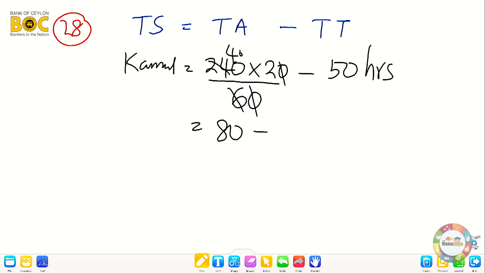(80 minus 50), so he has saved 30 hours. He has saved 30 hours. Then you calculate it. If you check the answers again, the first employee has no savings. The second employee has taken 4 extra hours. The third employee has saved 30 hours.